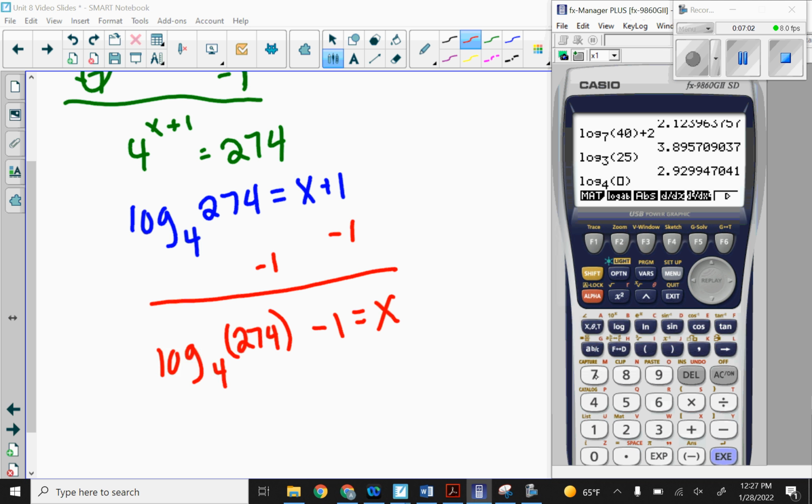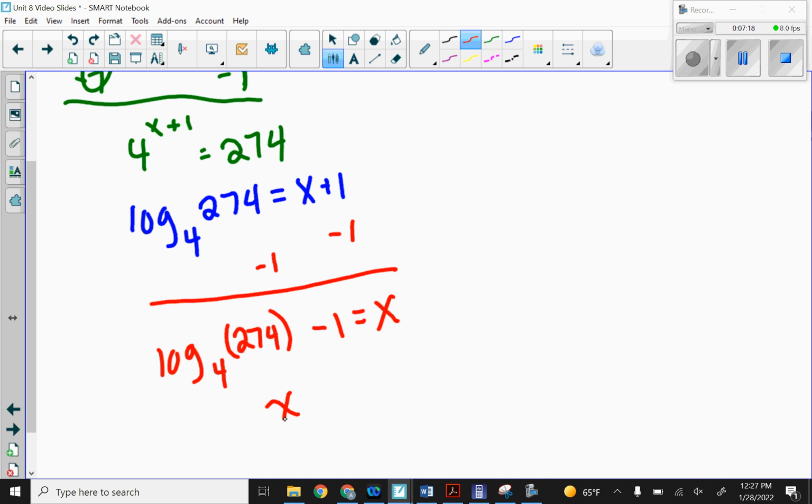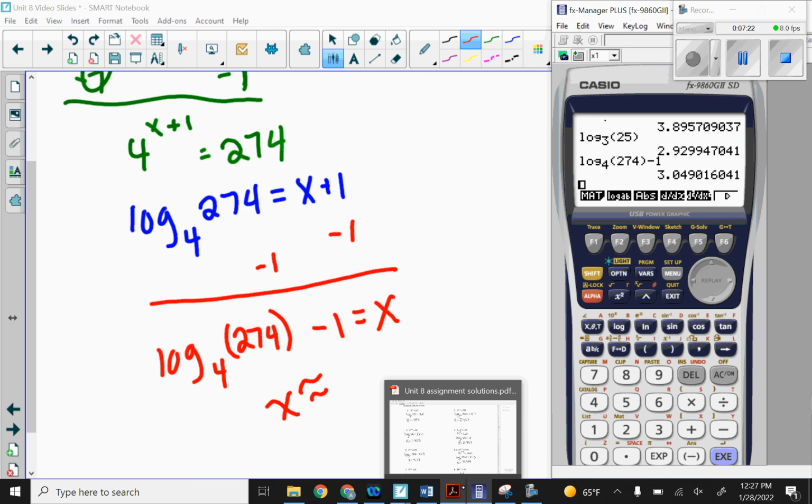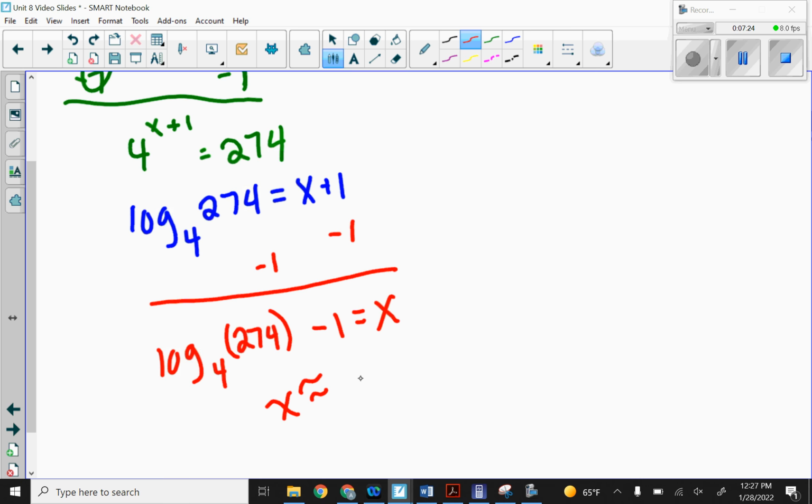Log base 4 of 274 minus 1. We get x is approximately 3.0.